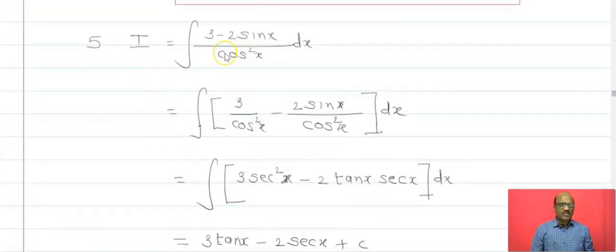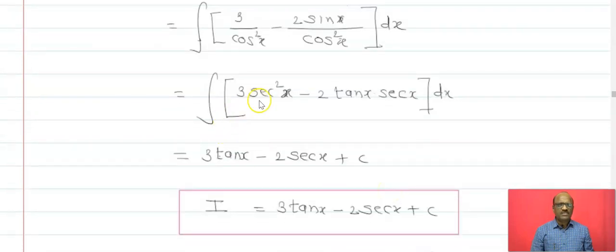I is equal to the integral of (3 minus 2 sin x) upon cos square x dx. Now split this up. That is the integral of 3 upon cos square x minus 2 sin x upon cos square x. The 3 upon cos square x will become 3 sec square x, since the reciprocal of cos square is sec square x, minus 2 sin x upon cos square x. That is sin upon cos, which is tan, and 1 upon cos is again sec. So here it is the integral of 3 sec square x minus 2 tan x into sec x dx.